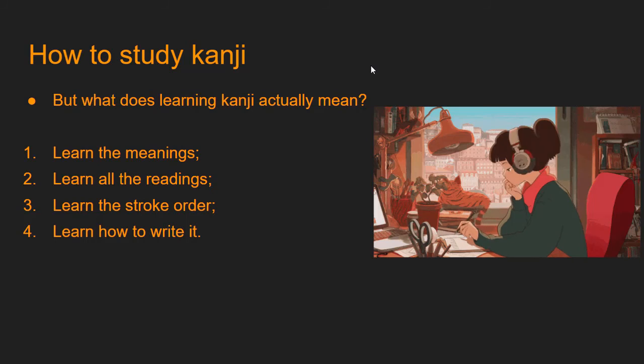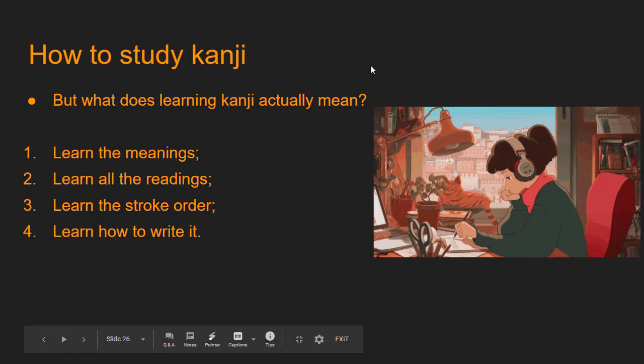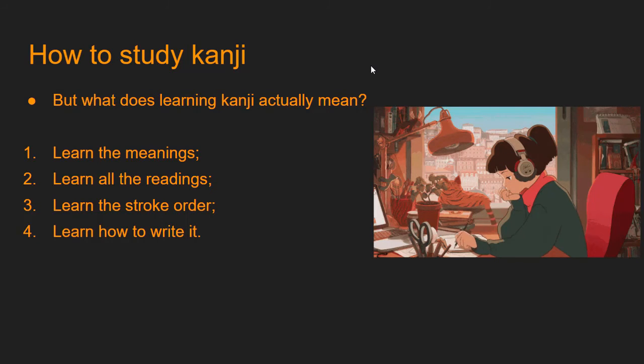Okay, but what does learning kanji actually mean? It means to learn the meanings, to learn all the readings, to learn the stroke orders, and to learn how to write it. Although if you know the stroke order, you can probably write them down. Learning kanji usually just revolves around drilling and rote memorization and real-life interaction with them. So there are different approaches that you can use to learn kanji.